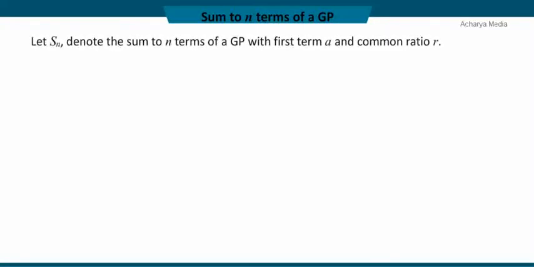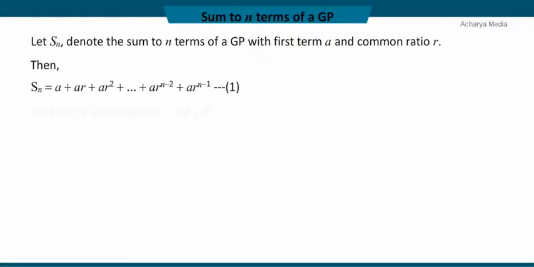Let Sn be the sum to n terms of a GP with first term a and common ratio r. Then Sn is equal to a plus ar plus ar squared plus ar cube and so on, plus ar to the power n minus 2 plus ar to the power n minus 1.